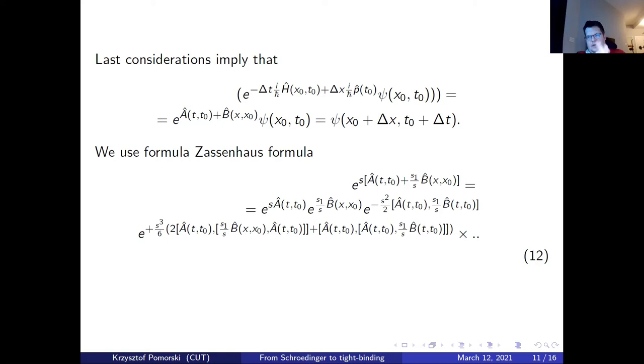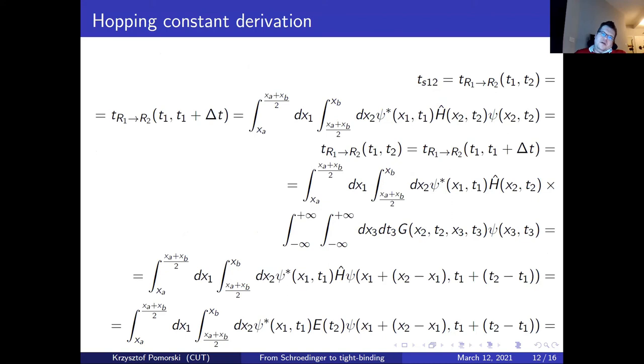All right. So basically, hopping constants derivation. So there's a hopping energy. Let me define the situation here. We have a quantum dot system of two quantum dots, for x belonging to the interval xa, xb. The interval from xa to (xa plus xb) over 2 is region 1, and the interval from (xa plus xb) over 2 to xb is region 2.